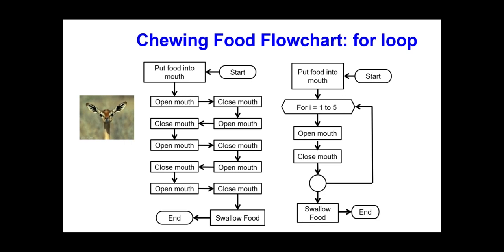The reason why we'd use a for loop is because we already know how many times we want to repeat this. And so if you look on the right, open mouth, close mouth, and then you just repeat that up to 5 times, and then you swallow, and then it's done. This simplifies the computational thinking, and it also reduces the amount of errors that you might have by accidentally coding in problems with such a long code as on the left.